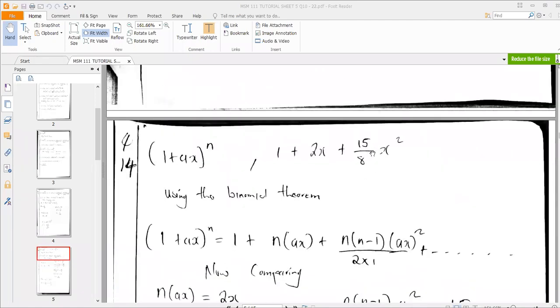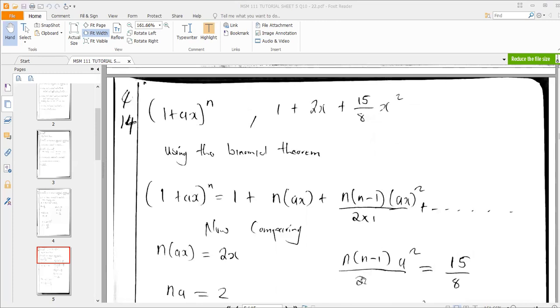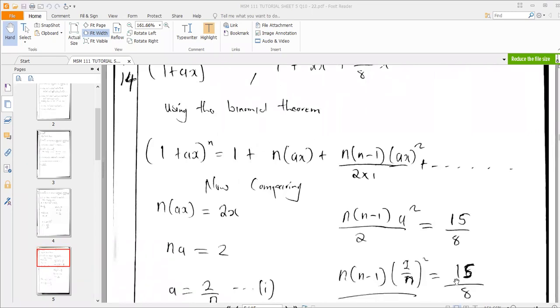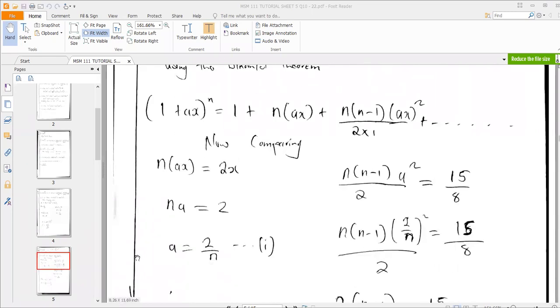Now you compare the second one. This guy, 15 over 8 x squared, with this coefficient which is here, n(n minus 1) times a squared x squared over 2, isn't it? So now when you compare this guy here, you have the a squared, we ignore the x squared, we don't put it there, we just ignore it, isn't it? So we have a squared there. We compare this guy equals to 15 over 8. Then we solve for n. Now, how do we solve for n? We know that our a here is 2 over n, isn't it? So where there's a, we plug in 2 over n.